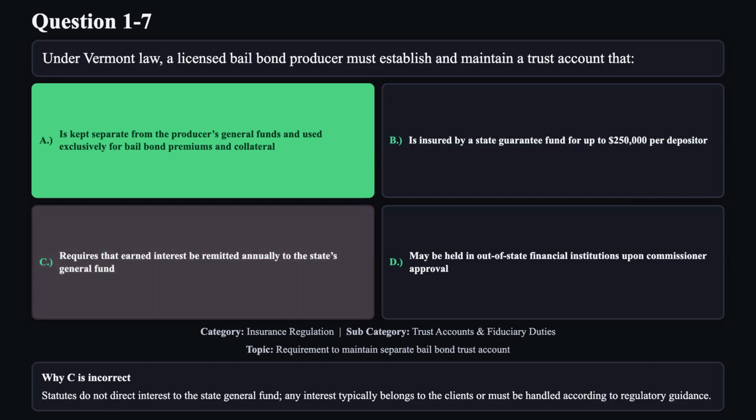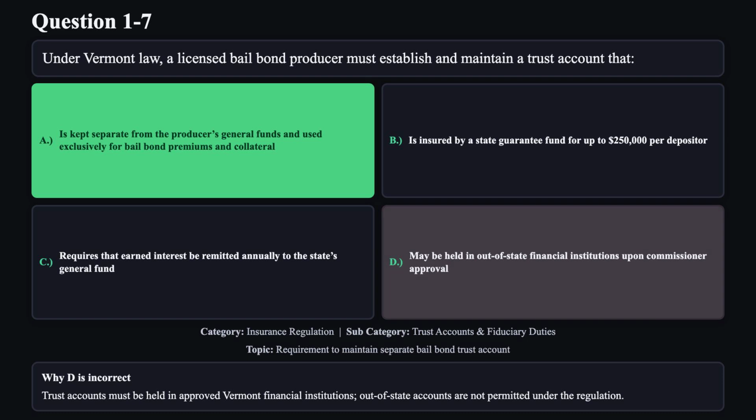Reason C is not correct. Statutes do not direct interest to the state general fund. Any interest typically belongs to the clients or must be handled according to regulatory guidance. Reason D is not correct. Trust accounts must be held in approved Vermont financial institutions. Out-of-state accounts are not permitted under the regulation.